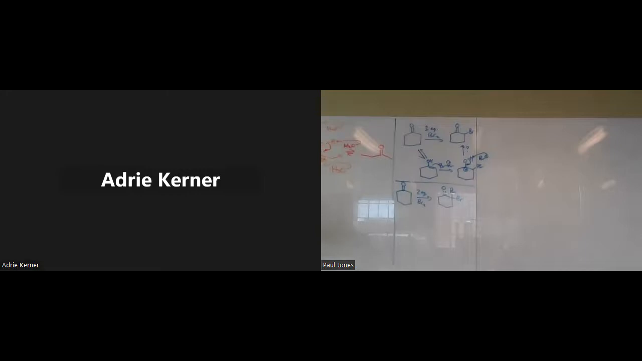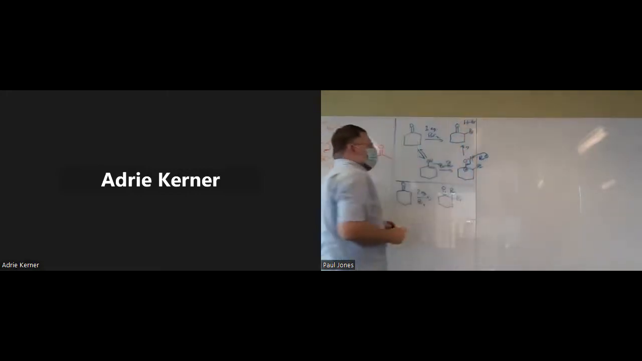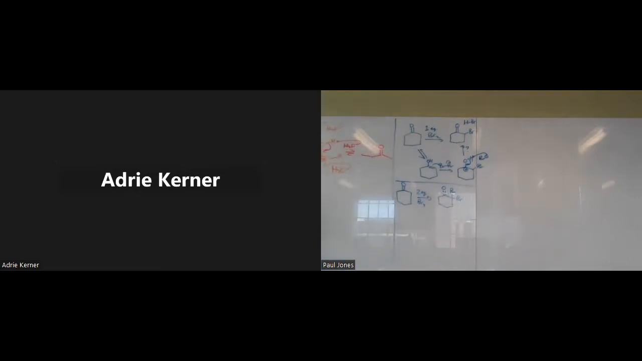I should have drawn the other product, right? The other product here is HBr. So this gets acidic and it speeds up. What happens?